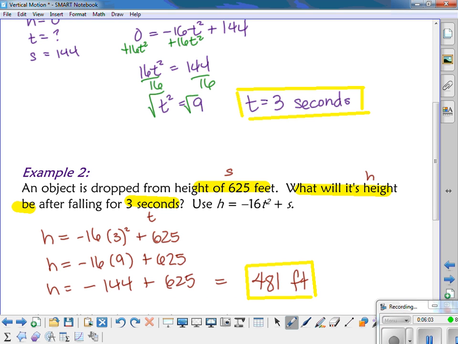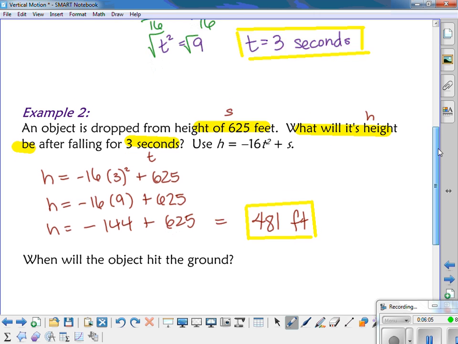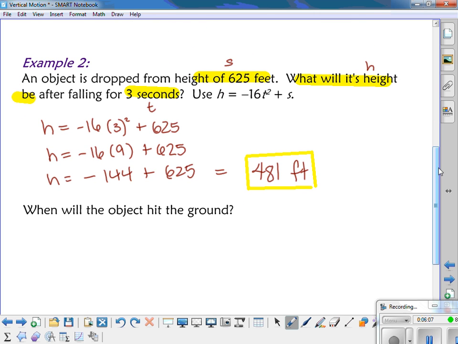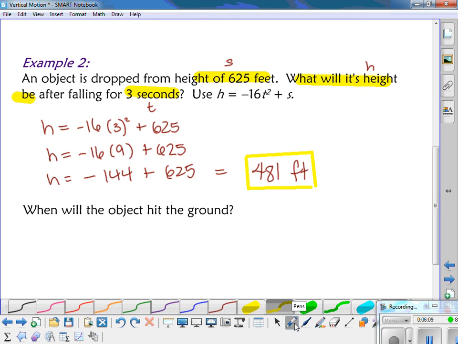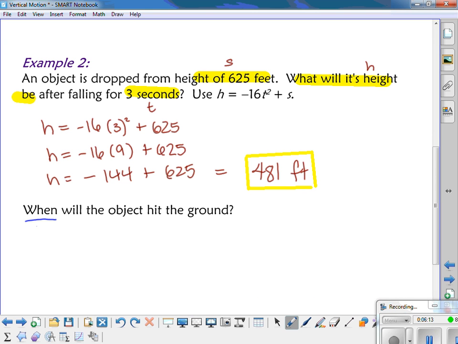Okay? All right, now let's look at the rest of this example. It says, when will the object hit the ground? So now they're saying when. That means I don't know my time anymore, do I? Hit the ground means h equals what?